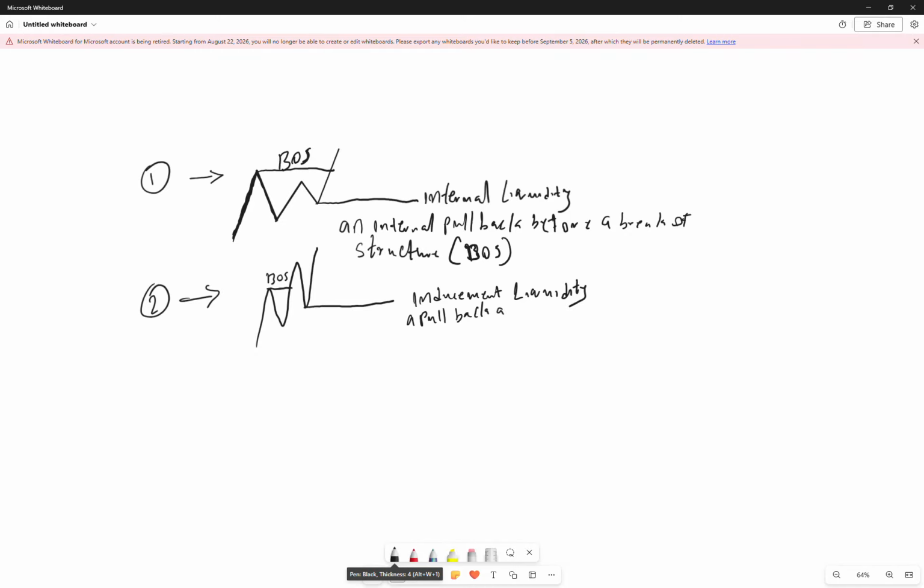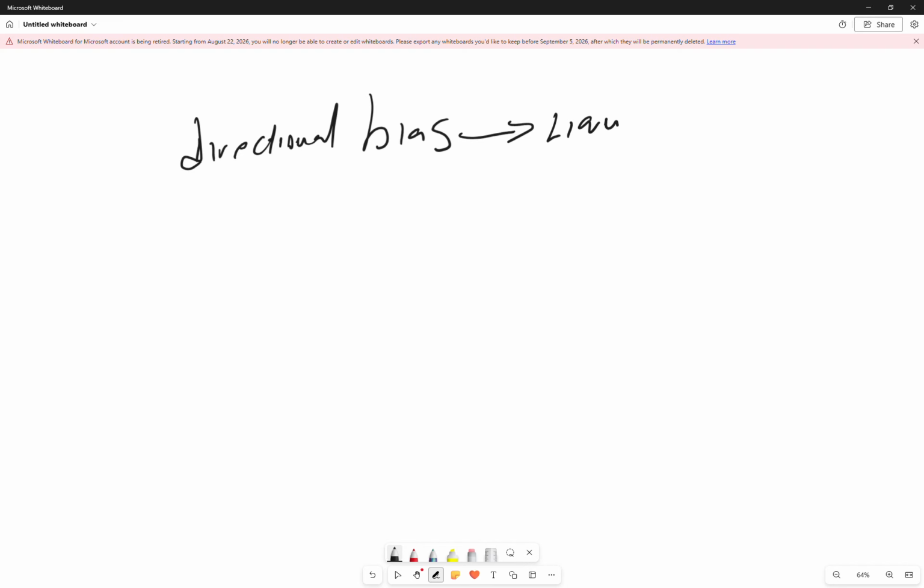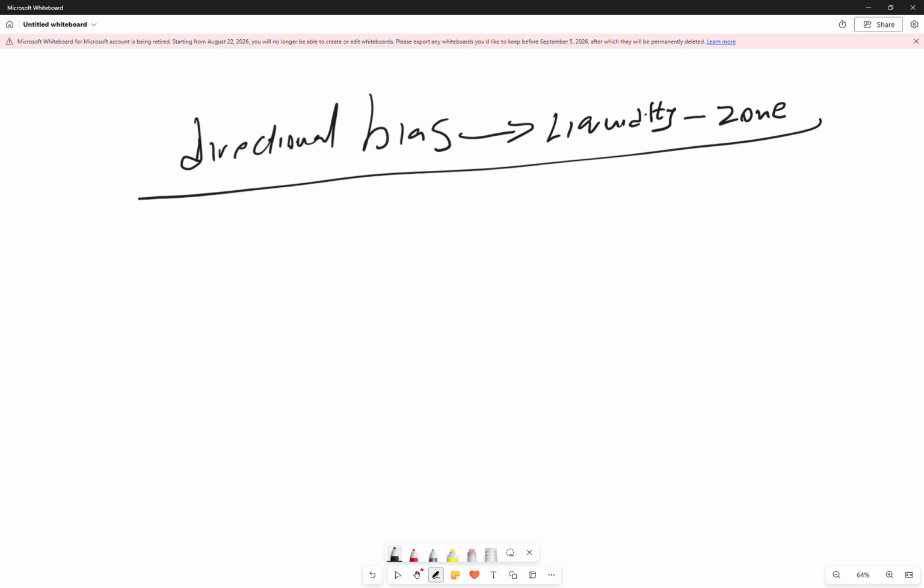Now this is it. Directional bias, liquidity and zone. Structure, liquidity and zone. First of all, you mark out your structure. One, structure. You understand your structure very well. Number one, we're having higher high, higher lows, higher high, higher lows.